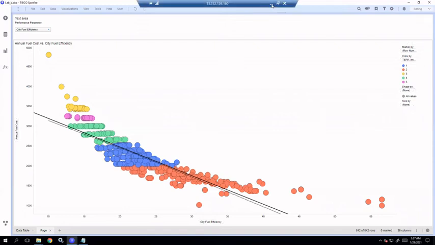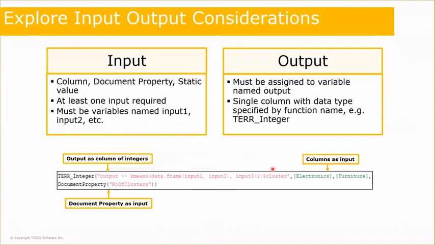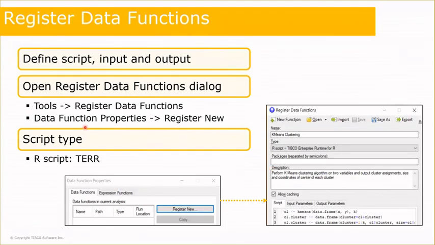Next is data functions. Now, when we were using expression functions, what was happening? You can only use those functions to generate a column, or insert or create a new column. Now, if you want the output to be generated as more than a column, multiple columns or a data table, you can create data functions instead using R scripting.